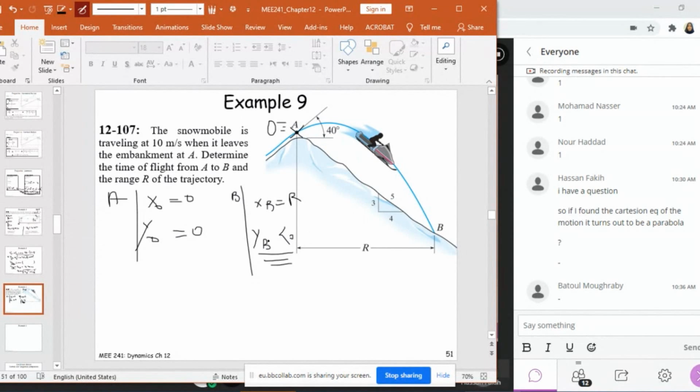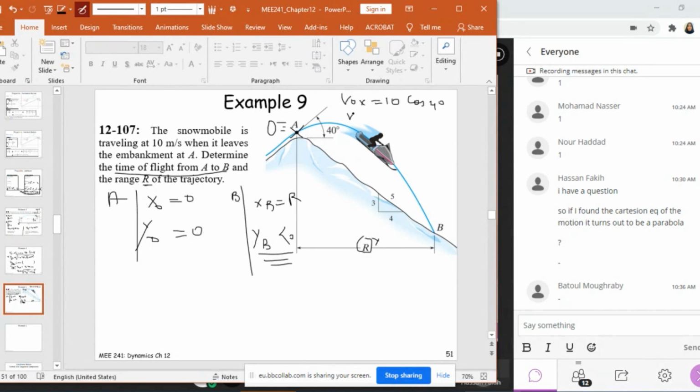At B, xb is equal to r, that is also unknown. And yb is negative, it's also unknown. I need to determine the time of flight from A to B and the range R of the trajectory, or X. It's called the range, all right? So xb minus xa in projectile is called the range. I need to find it. How? What are also my inputs? I know V0. V0 is equal to 10, and this means that V0x is 10 cosine 40. It's positive.